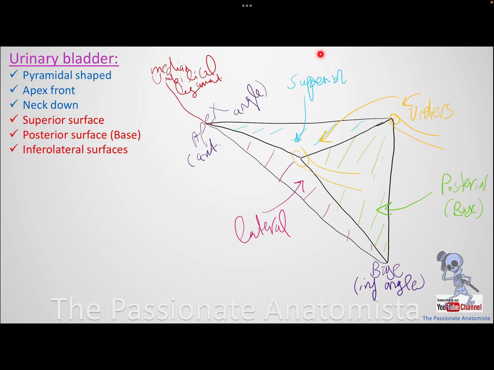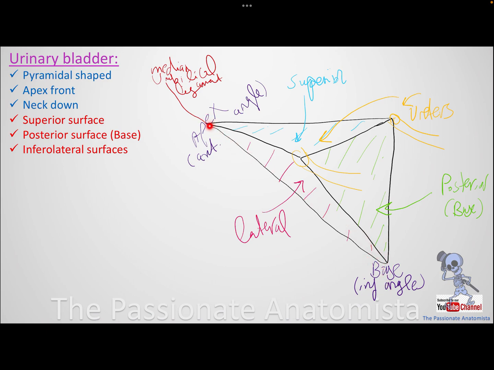It has a superior surface that is facing your abdominal cavity above, and you have lateral surfaces that are facing your lateral pelvic walls. You have a posterior base, and it has an inferior angle or the base, which has the prostate in male. Basically it's a pyramidal shaped structure. It has a superior surface, lateral surfaces, posterior surface, and a base. And the apex is anteriorly, and this is the anterior angle, and it has an inferior angle.